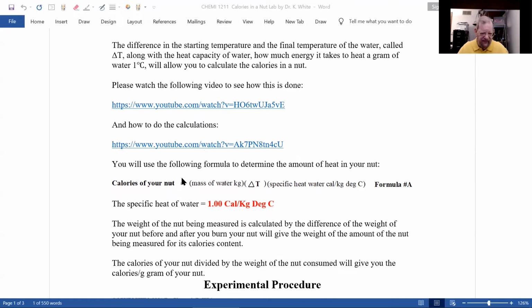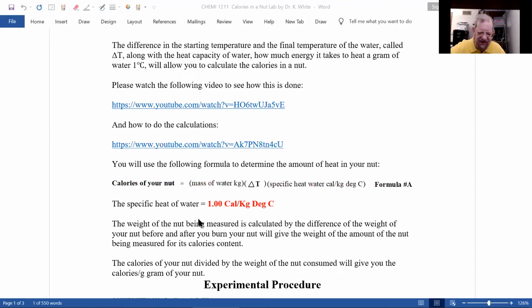First of all, you'll use the following formula to determine the amount of heat in your nut. Calories, which is heat, is equal to the mass of water in kilograms, notice that's kilograms, times delta T times the specific heat of water. And that number is right here. This goes right there.